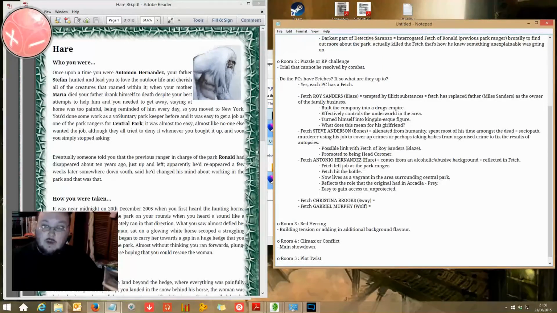I think as well that the fetch of Antonio Hernandez, or Hare, should be less of an obvious villain than the two fetches we've detailed previously. He just seems to more reflect weakness rather than actual malice. So perhaps the PCs might have some empathy for him.